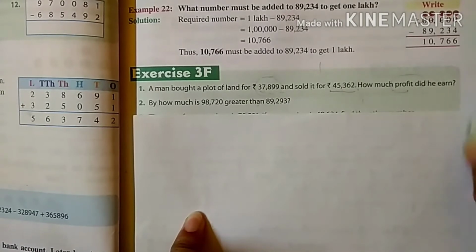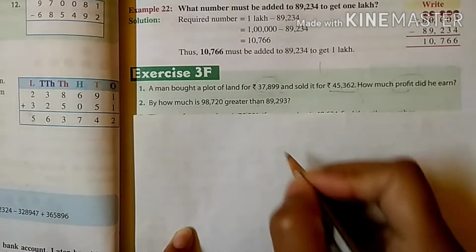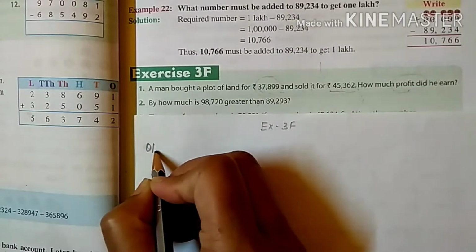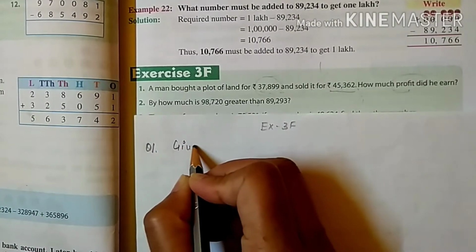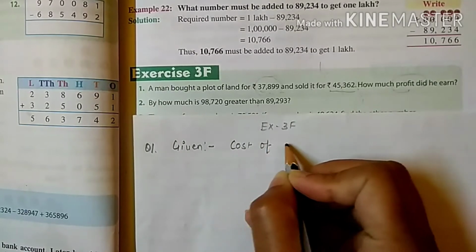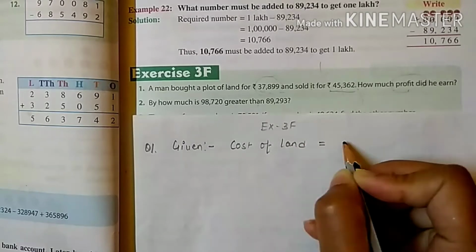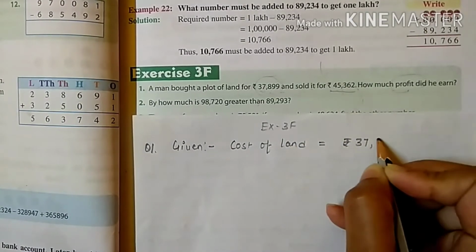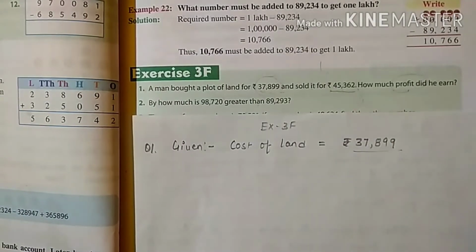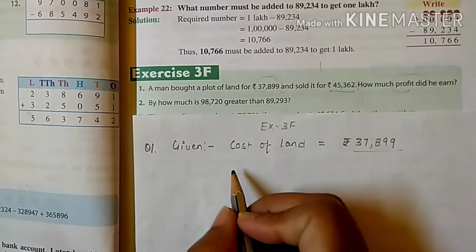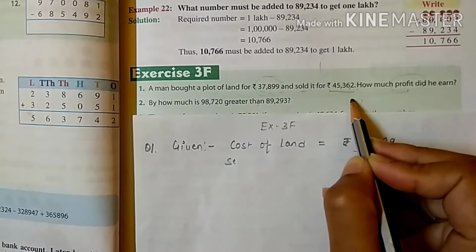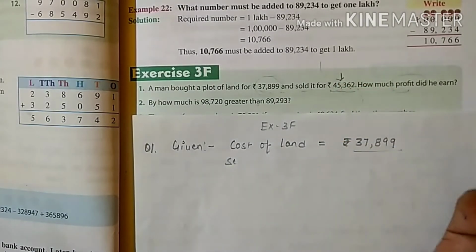Before starting this question, write down the date first at the top of the page, then write the exercise 3F. Write the question number only, question number 1, then write the given part here. What is given? Cost of land is equal to 37,899. The price at which he bought the land will be its cost price. Now he sold it at 45,362 rupees. It means that will be its selling price.